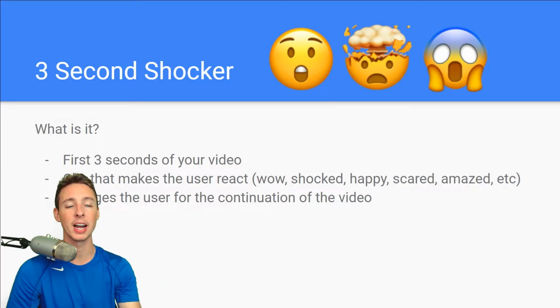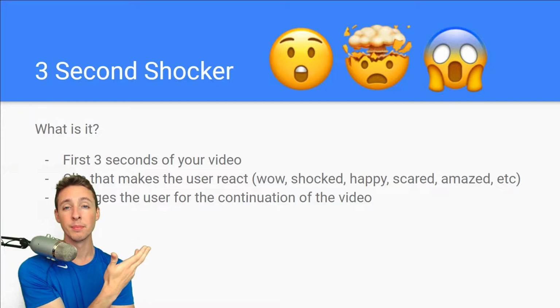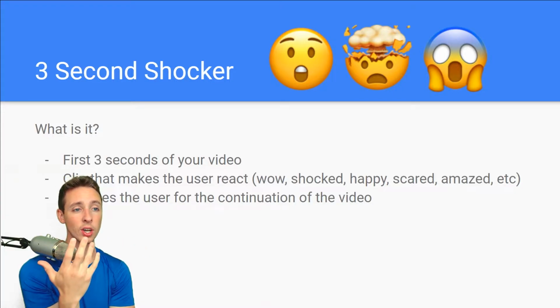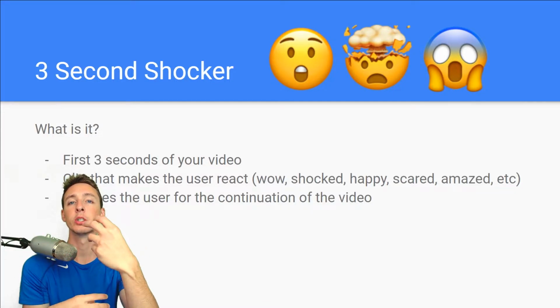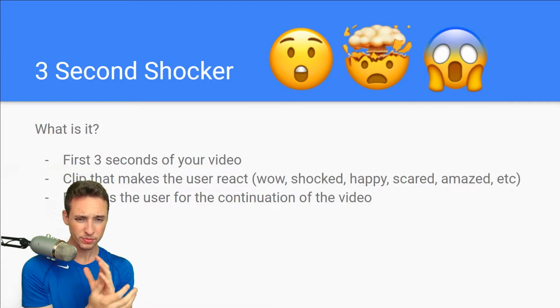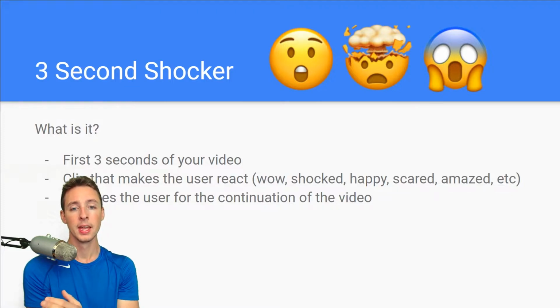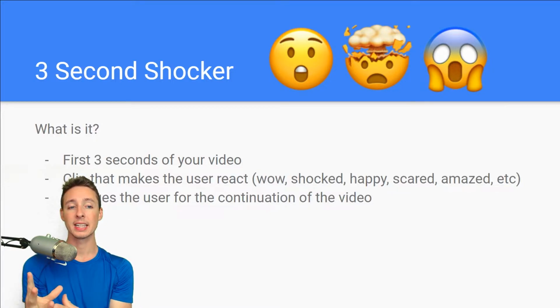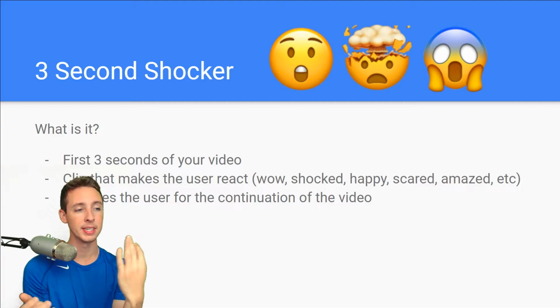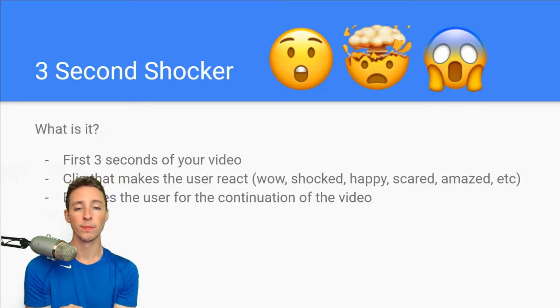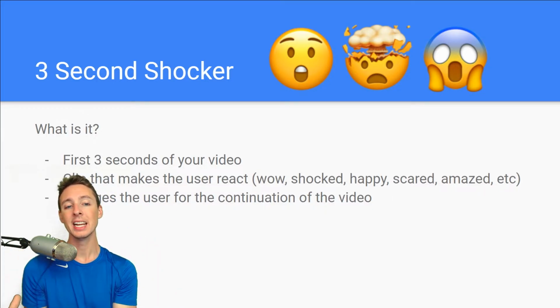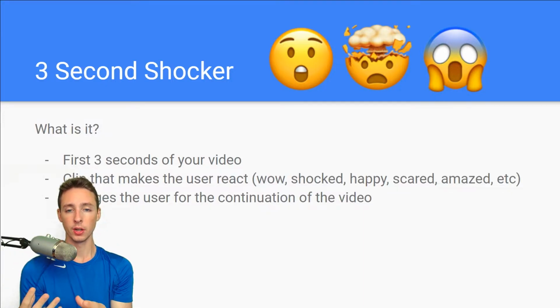So what is the 3-second shocker? Basically, these emojis right here sum up the reactions of the viewer, the reactions that you should be trying to draw out of the viewer. So the 3-second shocker is the first 3 seconds of your video. It's a clip that makes the user react in some sort of way. Wow, shocked, happy, scared, amazed, sad, worried. It engages the user for the continuation of the video.